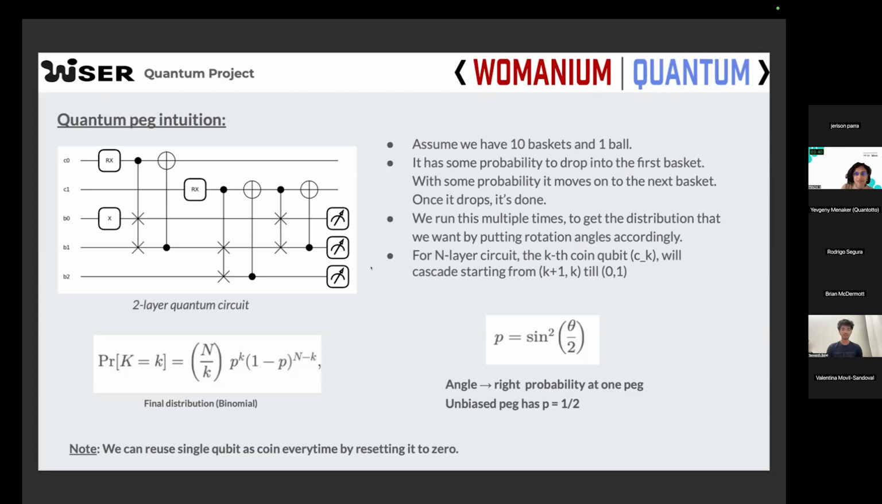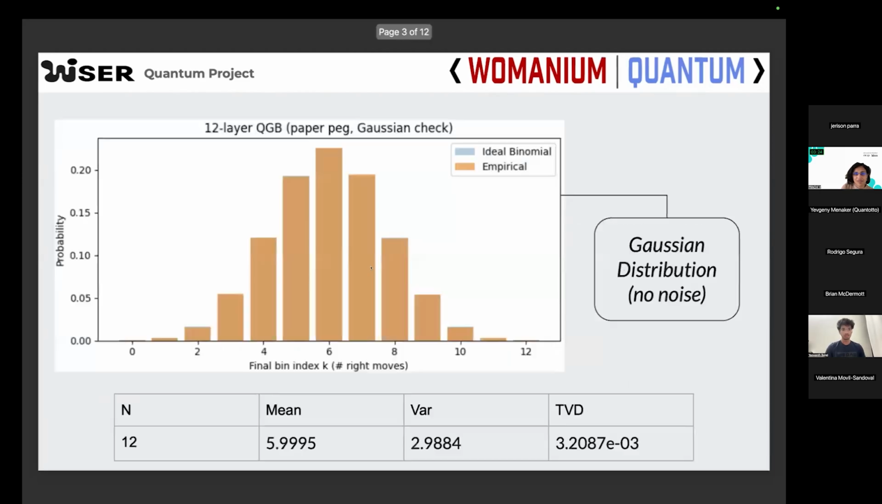It will be entirely dependent on the angle with which we rotate the qubit. So for an unbiased case of getting the Gaussian distribution, our angle is going to be half, and the probability is going to be half. So we need to choose a rotation angle in that manner. After choosing that and generating the results, this was the result we got for a 12-layer QGB. In an ideal case, our result was almost close to perfect. The TVD is 300 × -3.